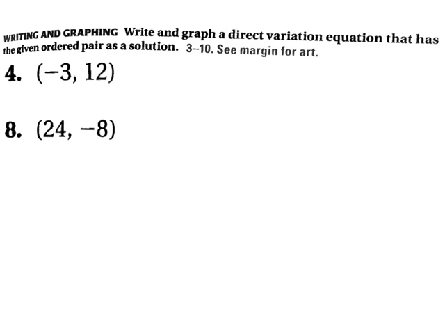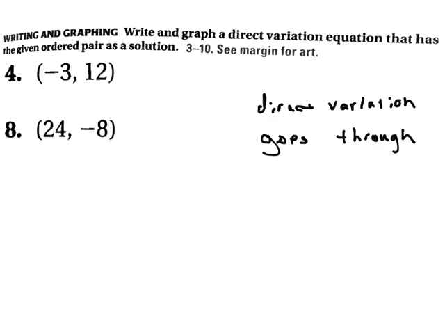Today we are going to talk about direct variation. Direct variation is when the linear equation goes through zero, zero. A point, 0, 0.